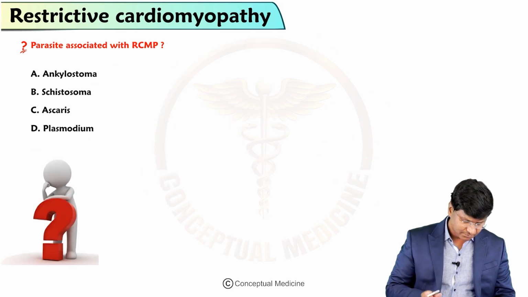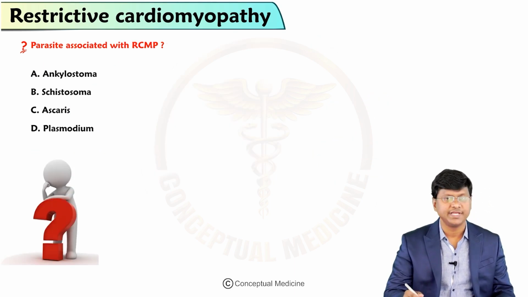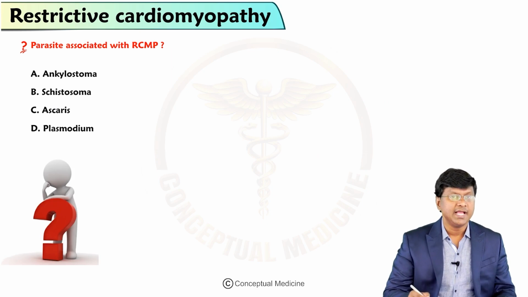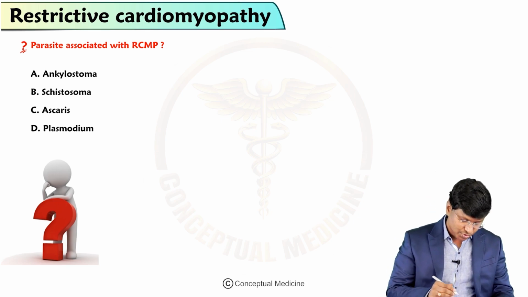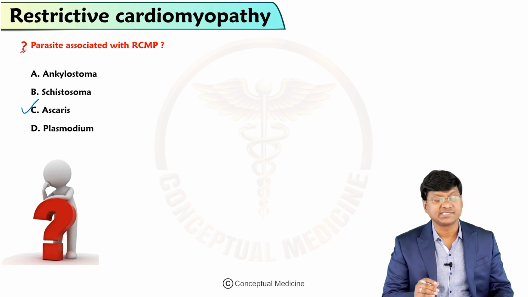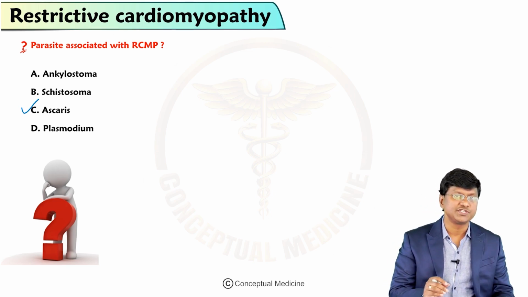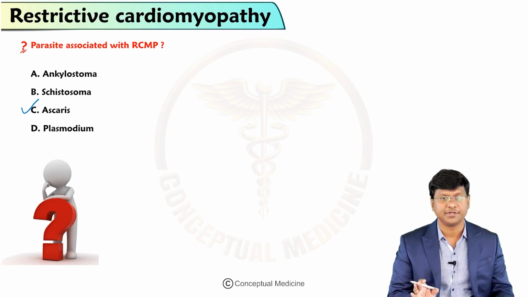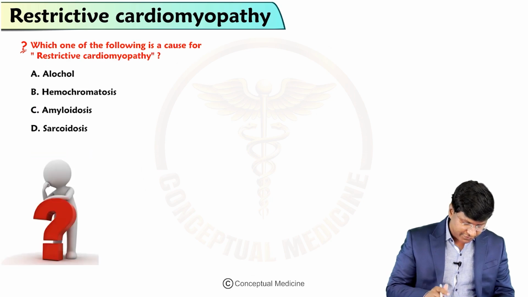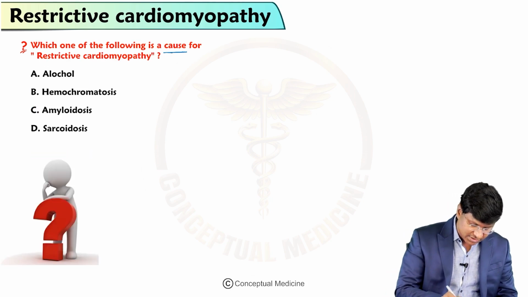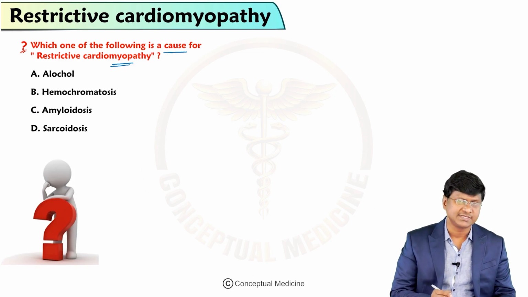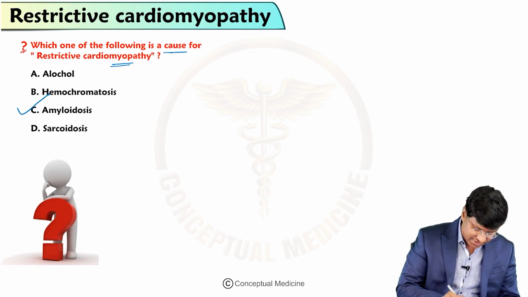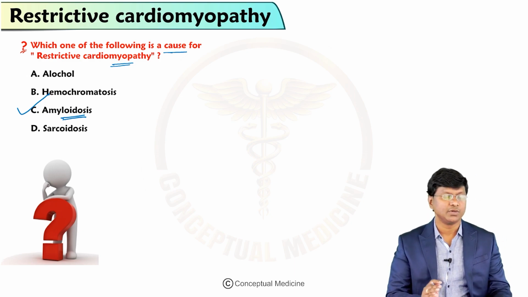Next. What is a parasite that is associated with restrictive cardiomyopathy? Ancylostoma duodenale, Schistosoma haematobium, Ascaris lumbricoides, Plasmodium falciparum. Please remember, it is Ascaris, the roundworm, which is responsible for the development of restrictive cardiomyopathy. Next. Which of the following is a cause for restrictive cardiomyopathy? Alcohol, hemochromatosis, amyloidosis, sarcoidosis. We have just now discussed this question, that is amyloidosis.